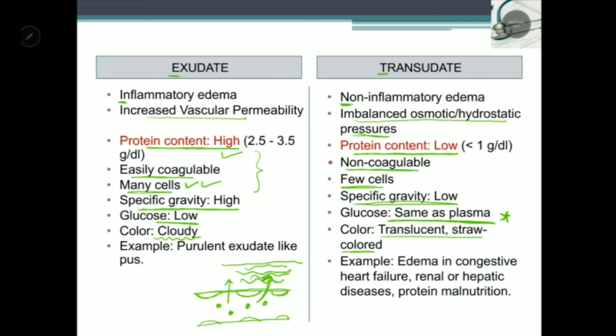Examples of these two kinds of edema fluids: an example of exudate will be pus, purulent exudate. While transudate, the normal edema fluid in congestive heart failure or renal or hepatic diseases, protein malnutrition, all these are transudates.